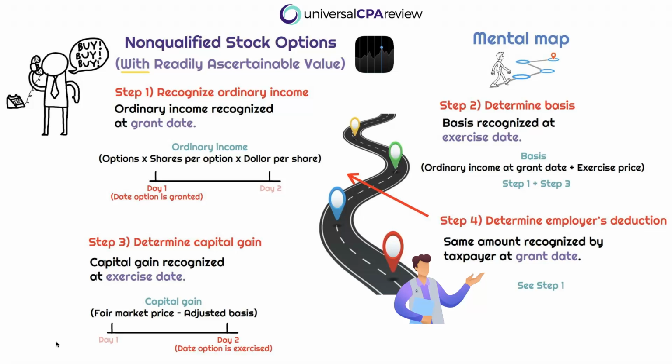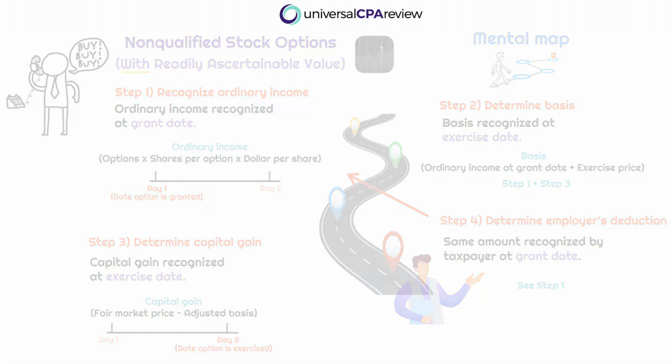Okay, so the question becomes, when can they take that deduction? In what period? And the answer will always be that the employer can take a deduction in the same period that the taxpayer recognizes ordinary income. So again, if this is a non-qualified stock option with a readily ascertainable value, we know that the taxpayer is going to recognize ordinary income on the date of grant. So that means that the employer can also take a deduction on the date of grant.